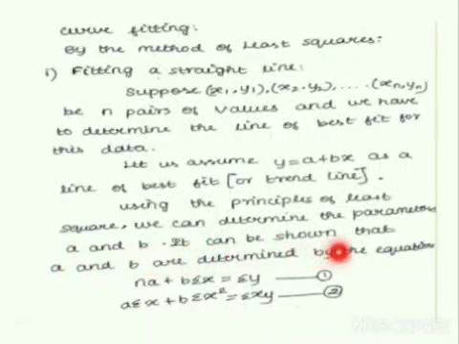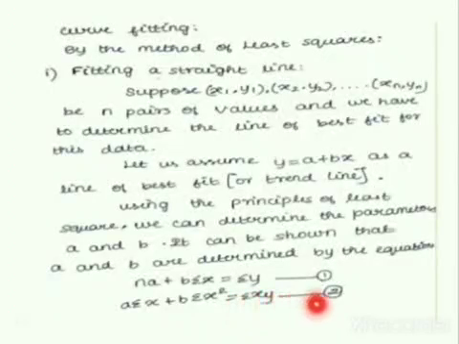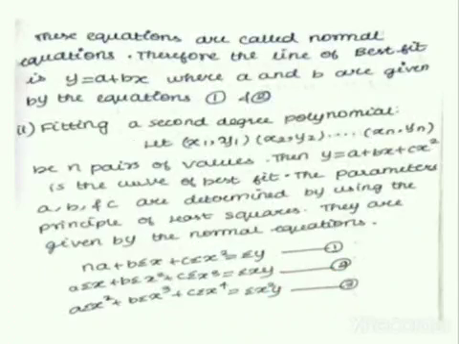It can be shown that a and b are determined by the equations. So by using these two equations, we are going to find the values of a and b. So the equations are na plus b summation x is equal to summation y, which is our equation number 1. a summation x plus b summation x square is equal to summation xy, which is our equation number 2. These equations are called normal equations. So by using these equations, we are going to find the line of best fit and the values of a and b in equations 1 and 2.